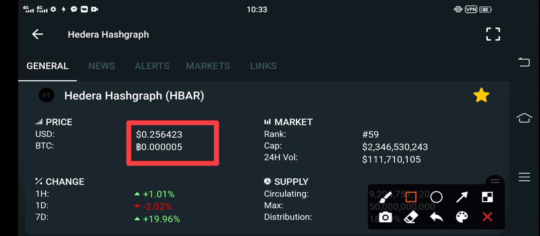Now, the current price of Hedera Hashgraph in the market is 0.256423 USD. That is the current live price of Hedera Hashgraph. On the other side, if you talk about the changes, the last 1 hour change is positive, the last 1 day change is negative, and the last 1 week change in Hedera Hashgraph is positive, always positive. I find every time Hedera Hashgraph is a profitable coin for us.